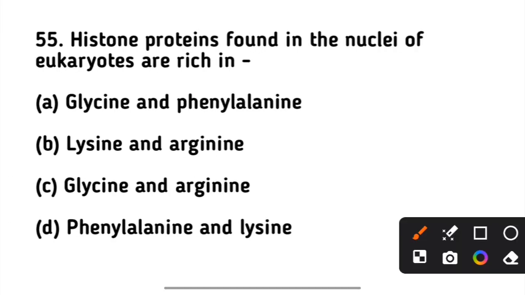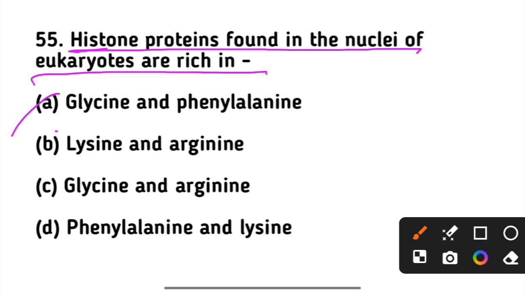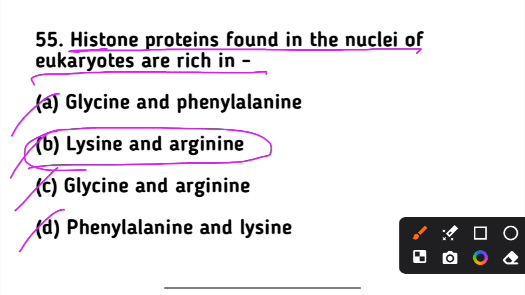Next, histone proteins found in the nuclei of eukaryotes are rich in glycine and phenylalanine, lysine and arginine, glycine and arginine, phenylalanine and lysine. Option B is correct. Lysine and arginine. Histone proteins found in the nuclei of eukaryotes are rich in lysine and arginine.